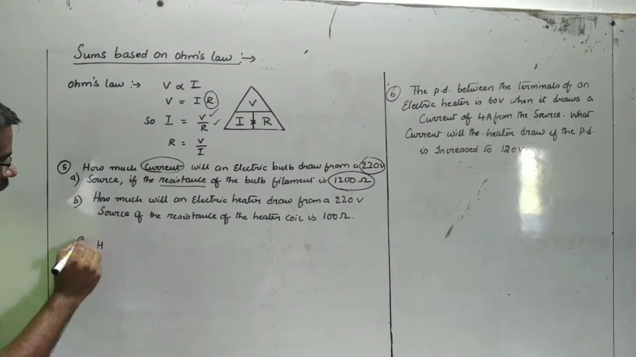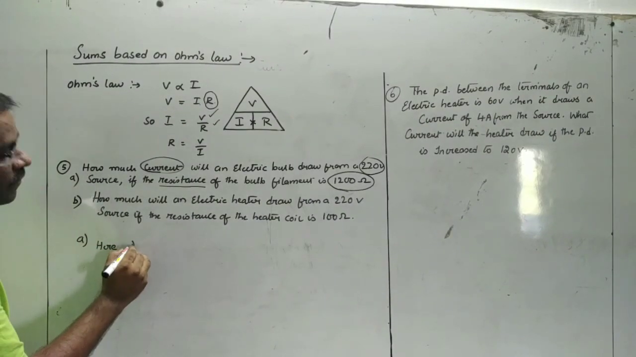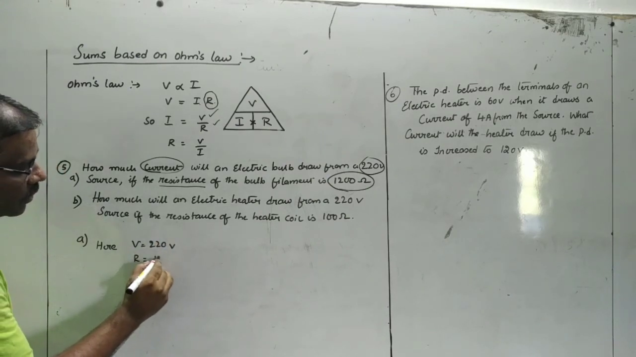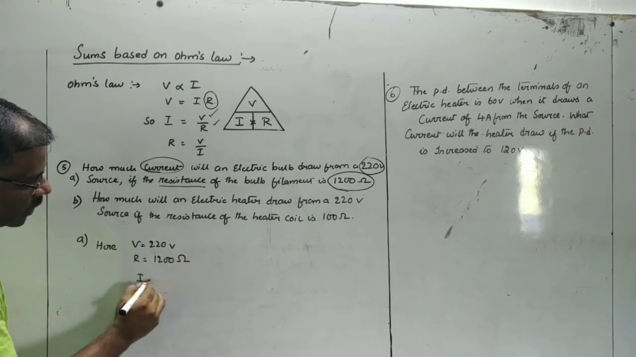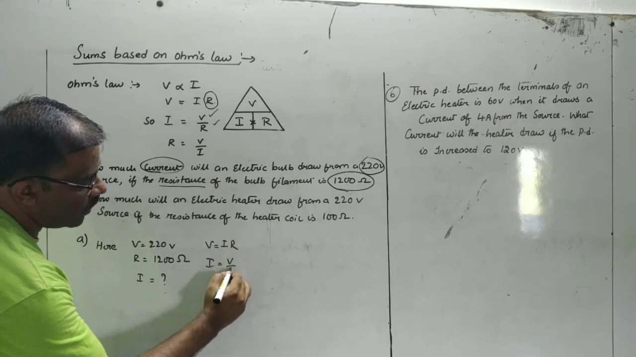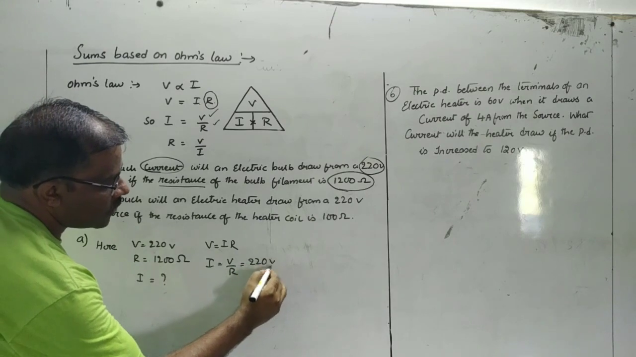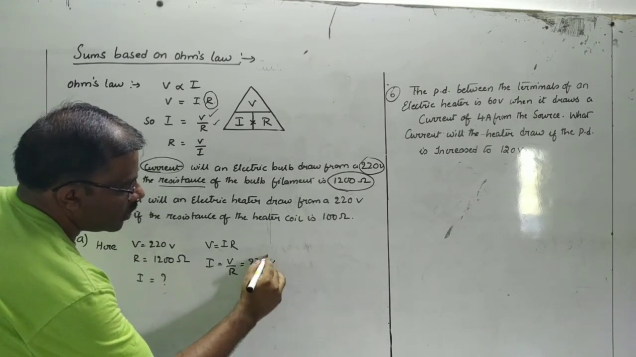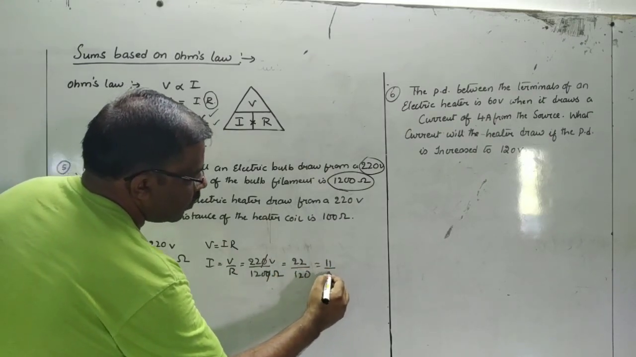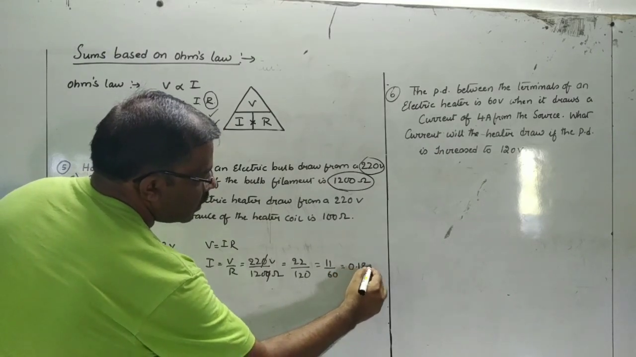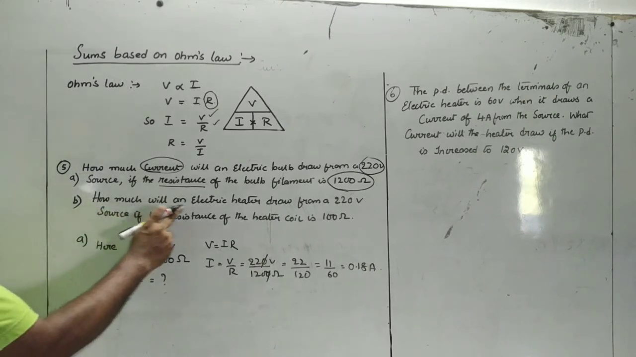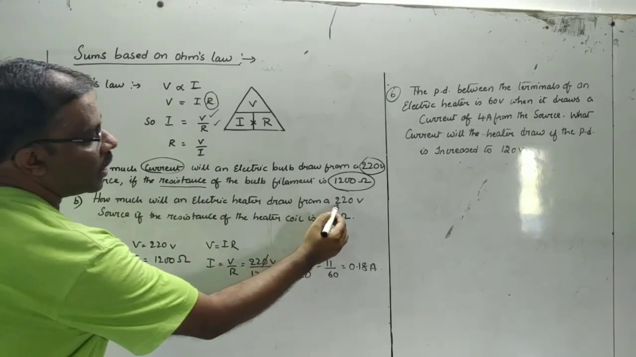So here in part A, we are given V is equal to 220 volts, R is equal to 1200 ohms. We need to find I. So we know V is equal to I into R, so I is equal to V by R. V is 220 volts divided by 1200 ohms. So we can cancel it out and write 22 by 120, which is 11 by 60, which is 0.18 amperes.